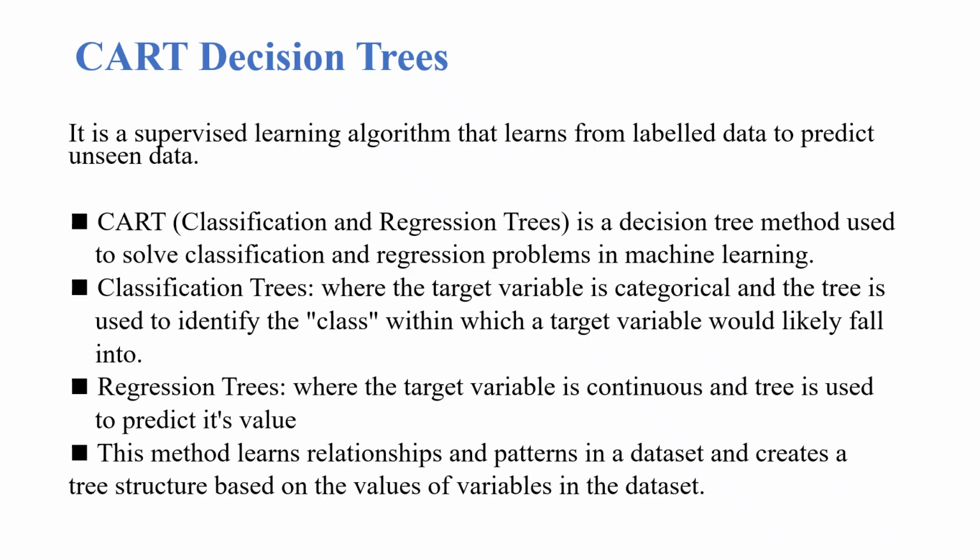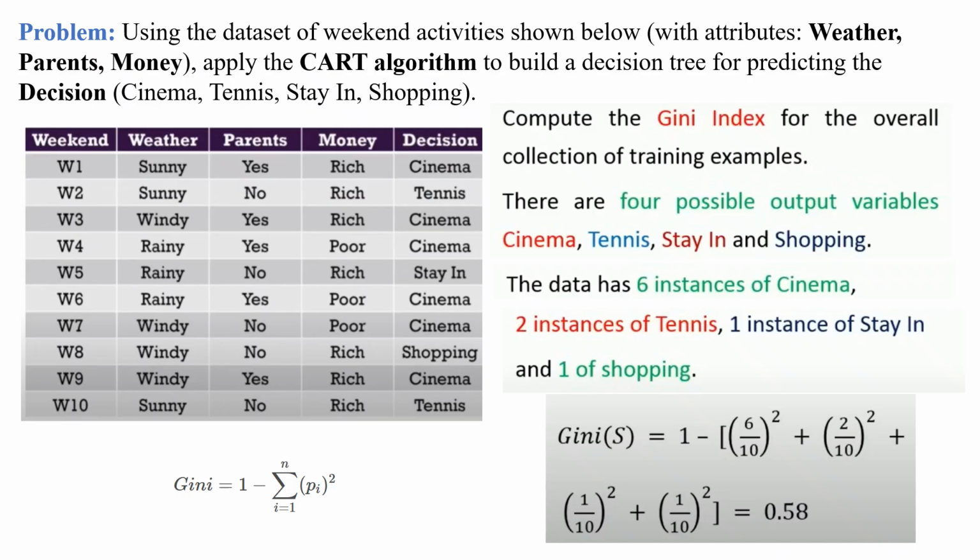We can use it as a classification tree where the target variable is categorical and the tree is used to identify the class within which a target variable would likely fall into. We can use it as a regression tree also, where the target variable is continuous and the tree is used to predict its values. We'll discuss the CART algorithm with one example.